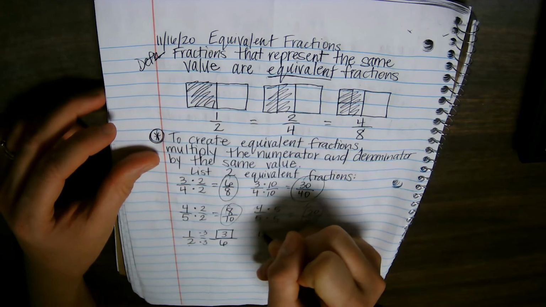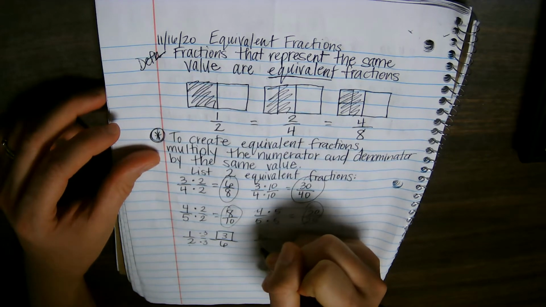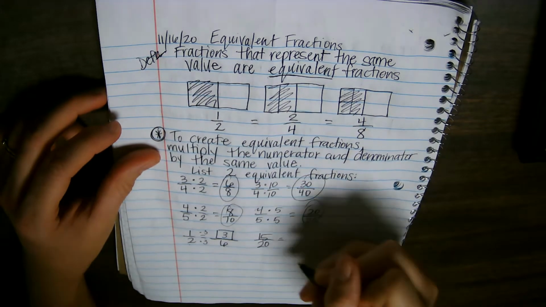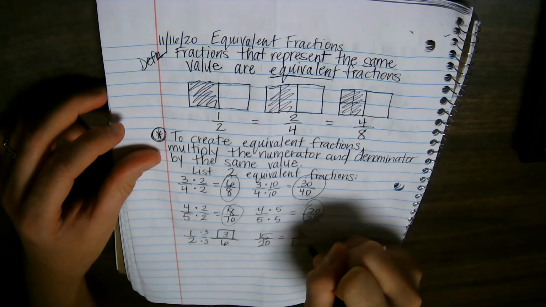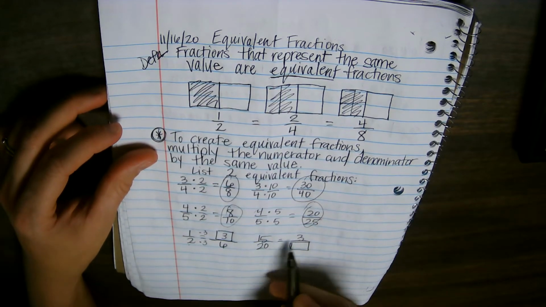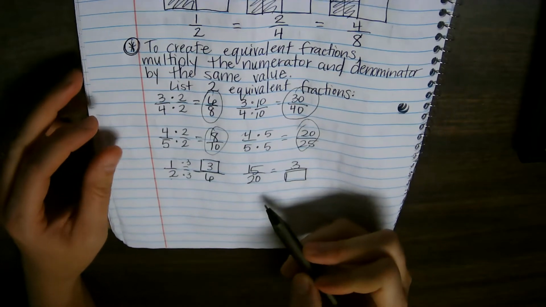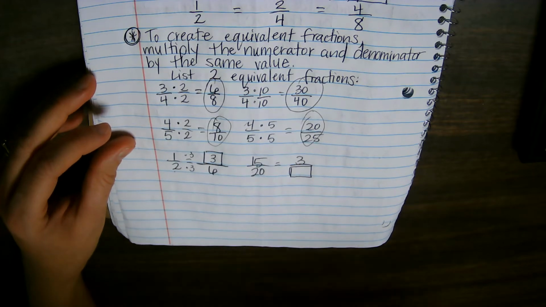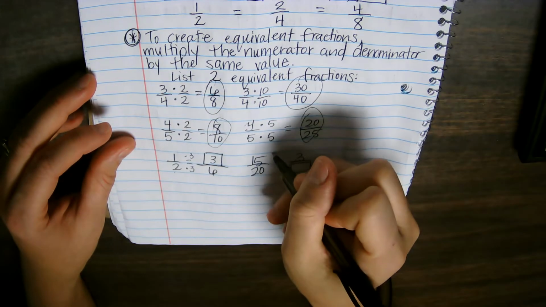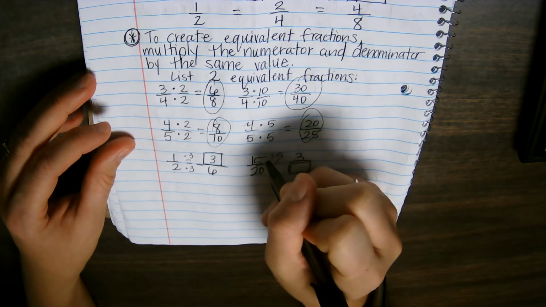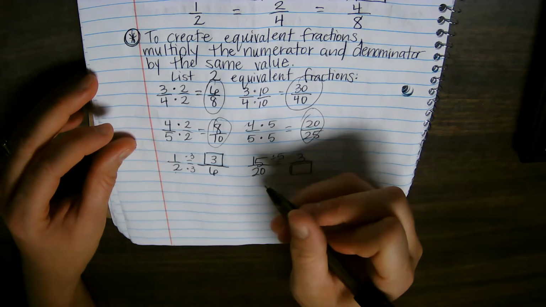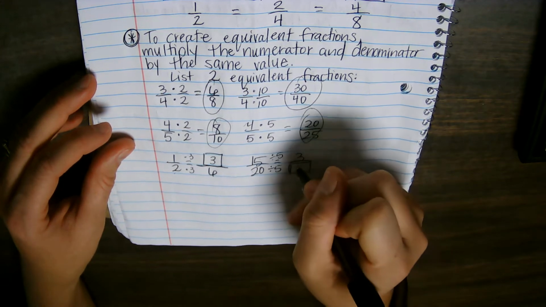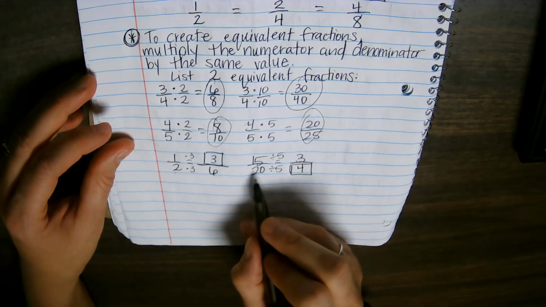Let's practice a few more of these with one of them already decided for you, because you do have to do some checking. Well, this one's a little tricky. Now, instead of multiplying here, we divided, right? So what did they divide the 15 by to get a 3? 3 times what is 15? 3 times 5 is 15. So we also have to divide the bottom by the same thing. So 20 divided by 5 is 4, because 4 times 5 is 20.